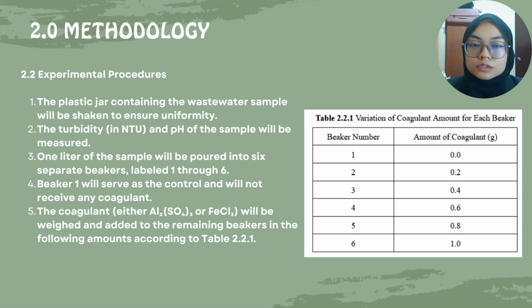Beaker 1 will be our control, which will have none of the coagulant. The coagulant used is aluminum sulfate, which will be weighed and added to the remaining beakers in the amounts according to Table 2.2. As we can see in the table, we have 6 beakers. For beaker 1, 0 coagulant. For beakers 2, 3, 4, 5, and 6, the amounts of coagulant are 0.2, 0.4, 0.6, 0.8, and 1.0 gram respectively.